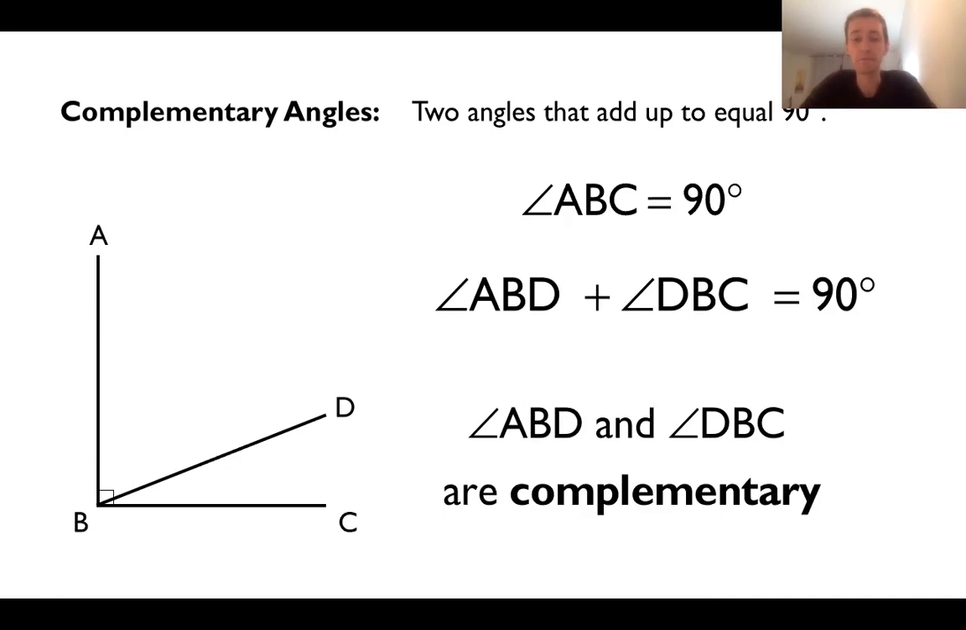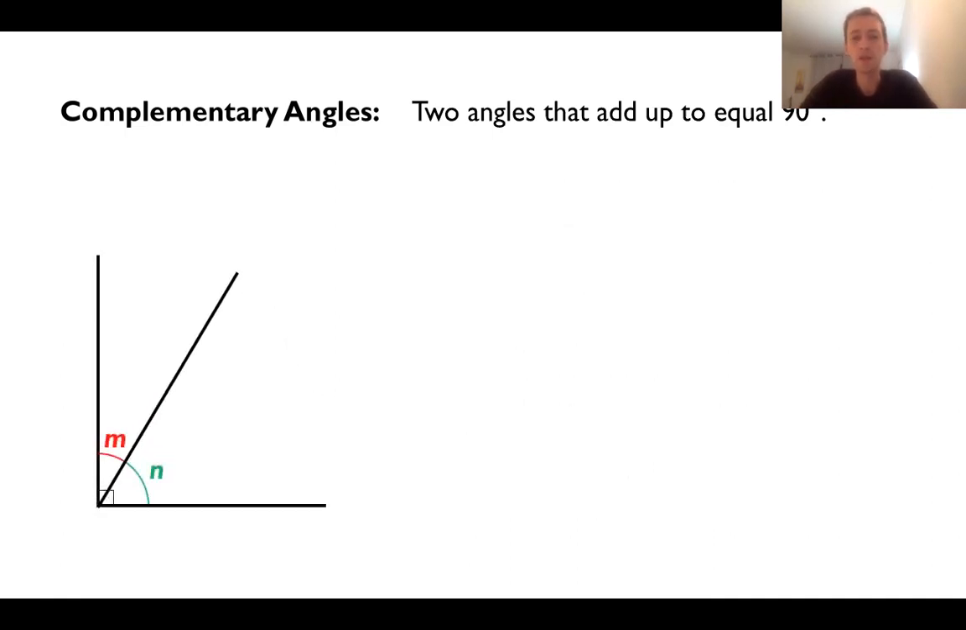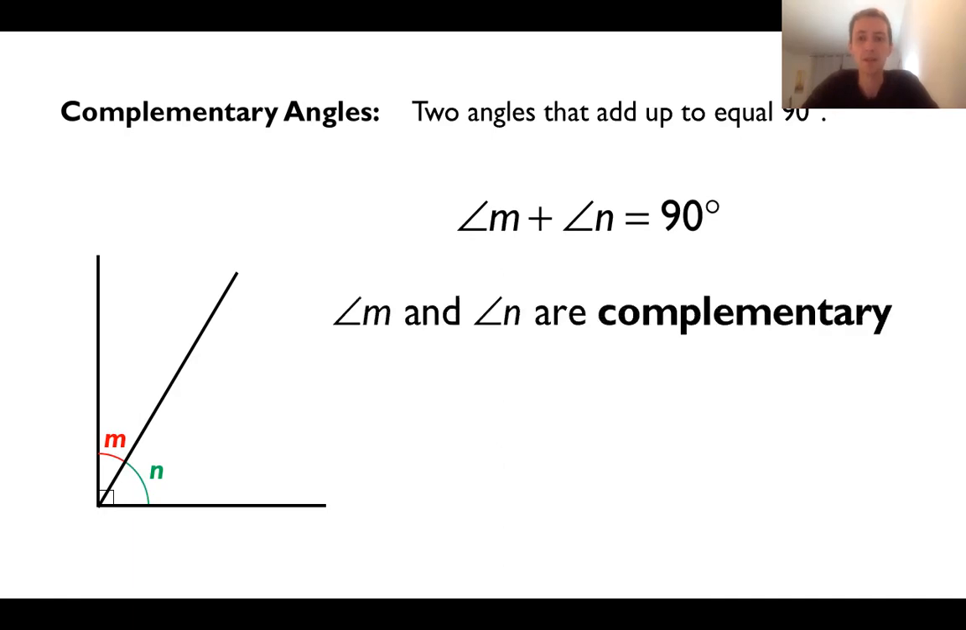That's it. Now, if you don't like having all those letters all over the place, I like this. Less letters, a little bit easier to see. This small angle here, I'm going to just call M. I don't know what it is. I'm not even going to bother to measure it. I'm not going to bother with a protractor. N, I don't know what that is either. But if I combine M and N, I can tell that I'm going to get 90 degrees. So M and N are complementary angles.